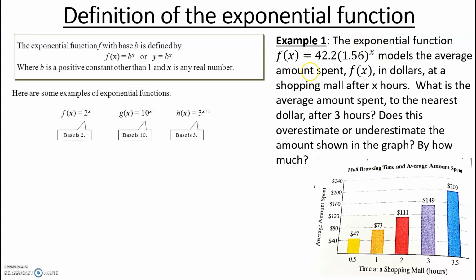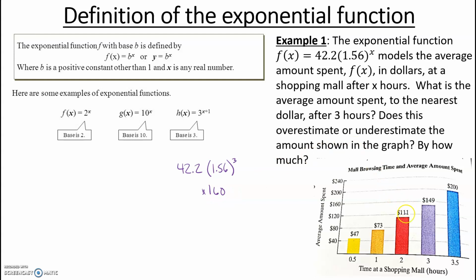So over here in example 1, the exponential function, they give it to you, models the average amount spent in dollars at a shopping mall after x hours. So the longer you stay, the more you spend. What is the average amount spent to the nearest dollar after 3 hours? This is just having you plug it in. So we're going to type in 42.2 times 1.56 to the power of x, and x is the number of hours, so they told us 3. You type that in a calculator, round it, and you get about $160. So that's what this function is telling me, that I will probably spend around $160.